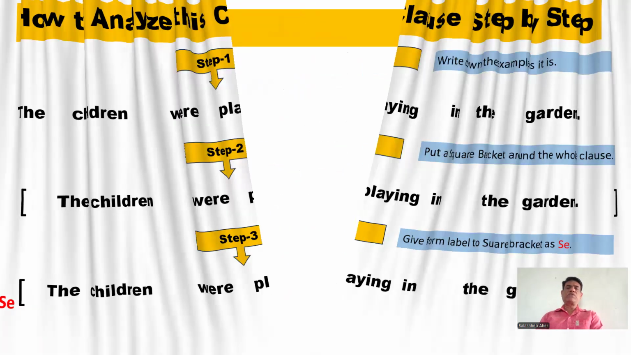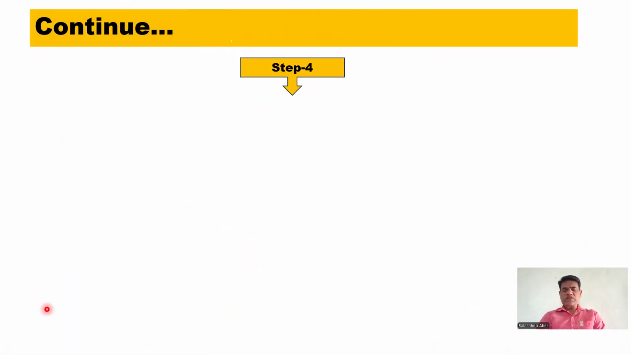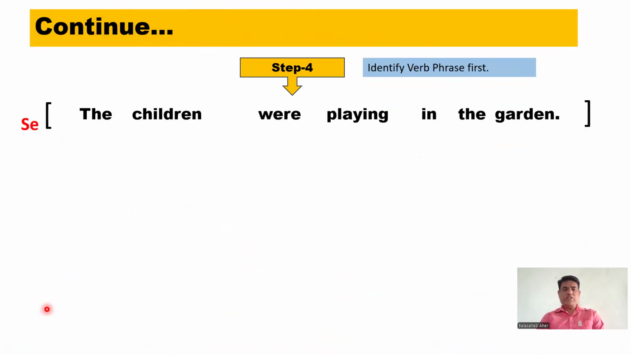Now let us see the fourth step, what we have to do in that. In the fourth step, we have to identify the verb phrase first. Why verb phrase first? Because it is always a better idea to start with the verb because it splits up the sentence into three parts, and it is pretty easy to identify the verb phrase because we are well acquainted with the verbs. Now, this is our example, and now let us identify the verb phrase first.